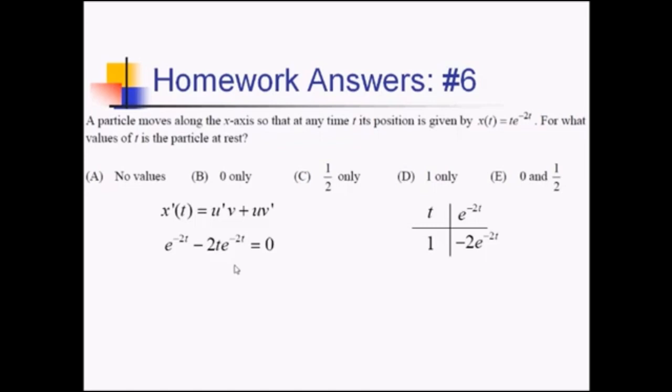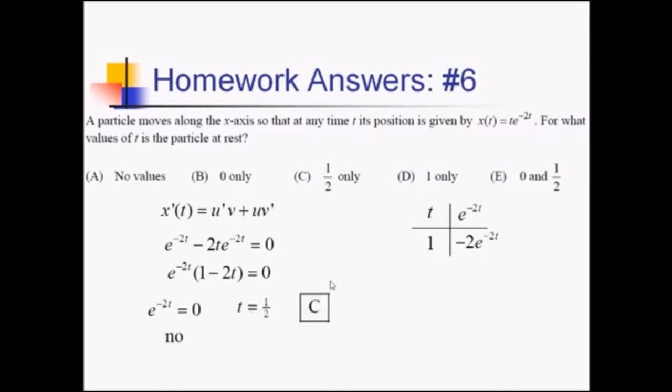I can solve this by factoring out an e to the negative 2t. That'll leave me with 1 minus 2t inside of parentheses. Setting each of these factors equal to 0 and solving now, we've got this first one equaling 0, and there's no way to make an exponential 0, so that's just a no. But this next one, if I subtract 1 and divide by negative 2, I have t equals 1/2. This is the only place where we're able to zero out the velocity function, so that means that it's 1/2 only, choice C.